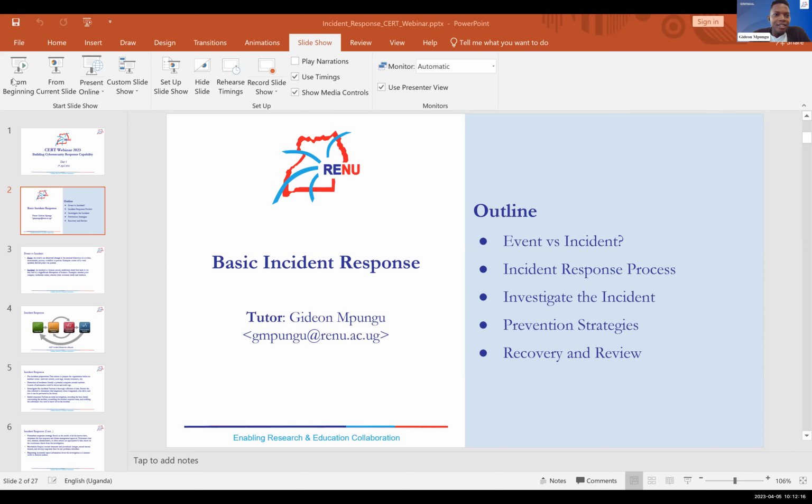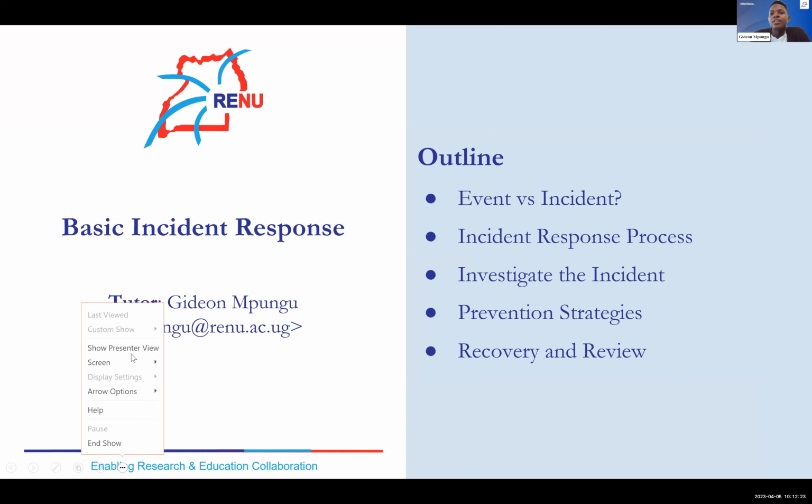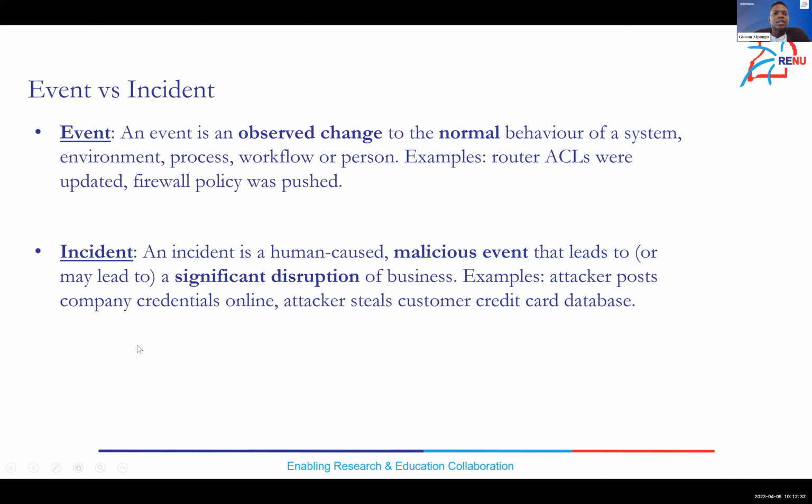So, that is very good. It shows that our audience has an understanding of what an incident actually is. So, let's continue and discuss. The definitions that I'm giving today are not written in stone. It's a discussion. A consensus can be had by different people, but for the purposes of this webinar, we're going to say that an incident is an observed change to normal behavior of a system, environment, process, workflow, or person, right? Any observed change to normal behavior.